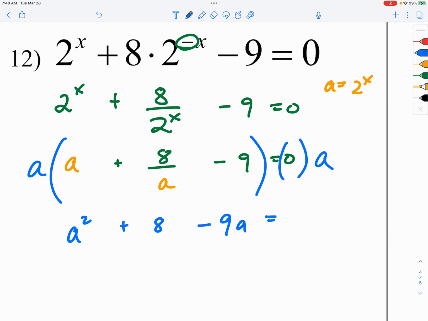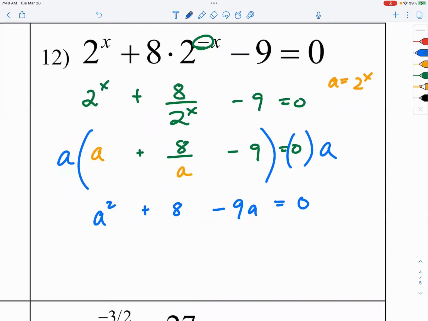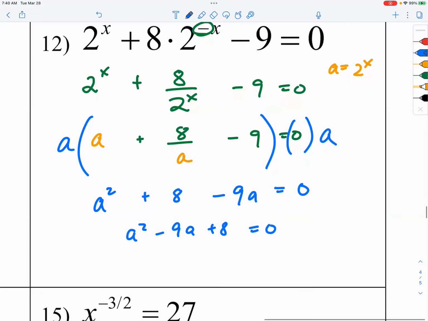A times 0 is 0. So now you have your quadratic equation: a squared minus 9a plus 8 is equal to 0. And the rest will be very easy. I will finish the rest in a moment. But what I want you to see is that when there is a denominator, it is about the strategy. Do you know how to handle the situation? Do you know what strategy to use so that you can work with something that does not have a denominator? Multiply the denominator on both sides.